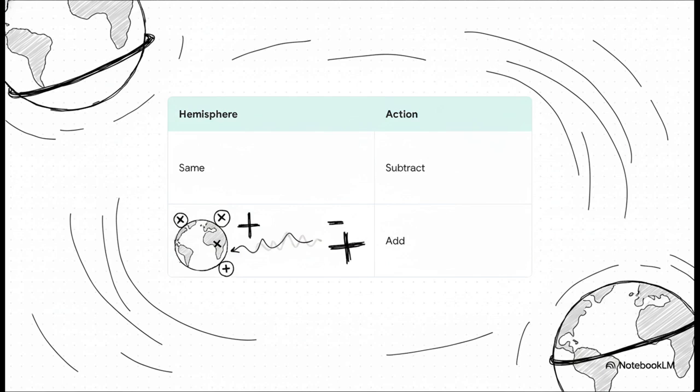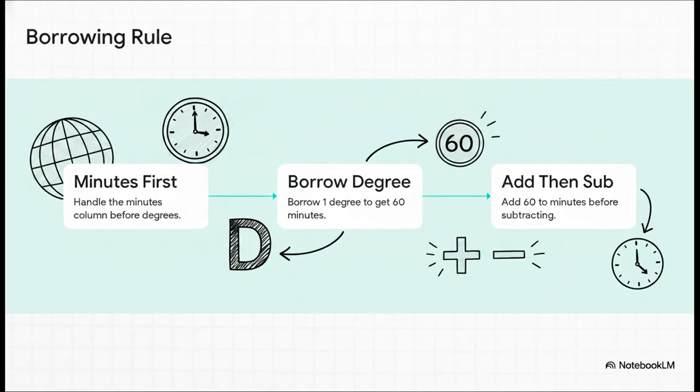If your two positions are in different hemispheres, say one is north and one is south, you add the coordinates together to find the difference. If they're in the same hemisphere, you subtract them. This applies to both latitude and longitude. Just always visualize the equator or the prime meridian in your head to double-check your logic. Now for the actual math.